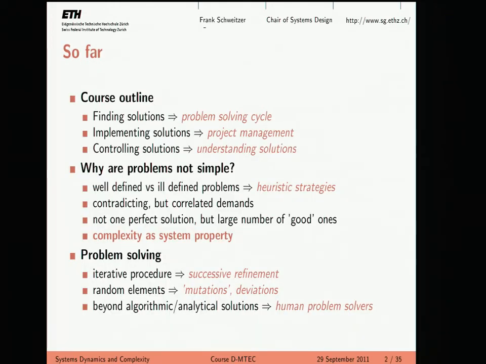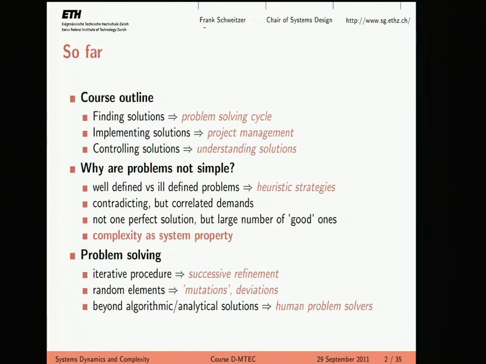Again, I would like to repeat what this course is about, because in my opinion, if you can tell what course you're taking in 5 sentences, if you tell the purpose of the course, then you've really understood and you can do well on the exam. So the course is really about 3 things: finding solutions, implementing solutions, and controlling these solutions. That's all. Finding solutions is the topic of systems engineering, how to define your system, how to define your situation. Implementing solutions is the topic of project management. This is coming in the next lectures.